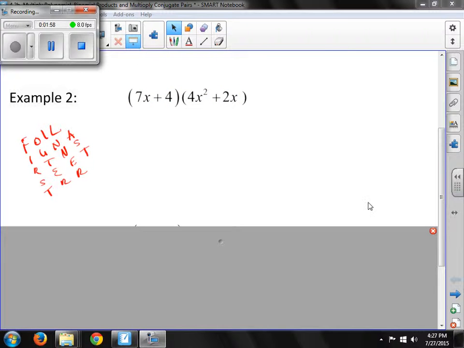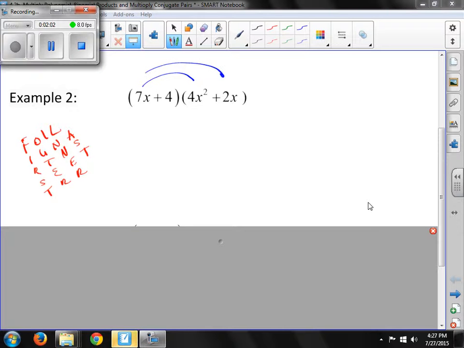So let's go back and FOIL these out, starting with these two. I'm going to write it all down to start off with. 7x times 4x squared plus 7x times 2x. And then the inside and the last would be plus 4 times 4x squared plus 4 times 2x.